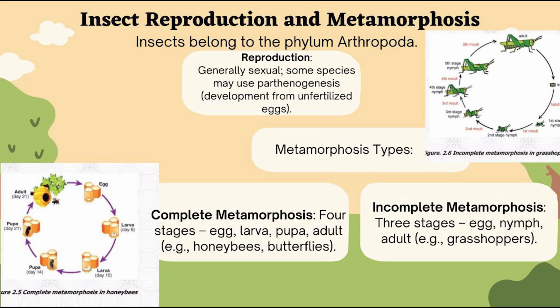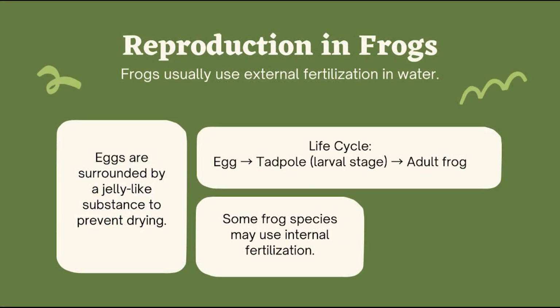Reproduction in frogs. Frogs are another diverse group. Most frogs use external fertilization, laying eggs in water where the male fertilizes them, and their eggs are covered in a jelly-like substance to keep them moist. From these eggs, a tadpole emerges, later transforming into an adult frog. Some species even use internal fertilization, adding another layer of diversity to their reproduction strategies.